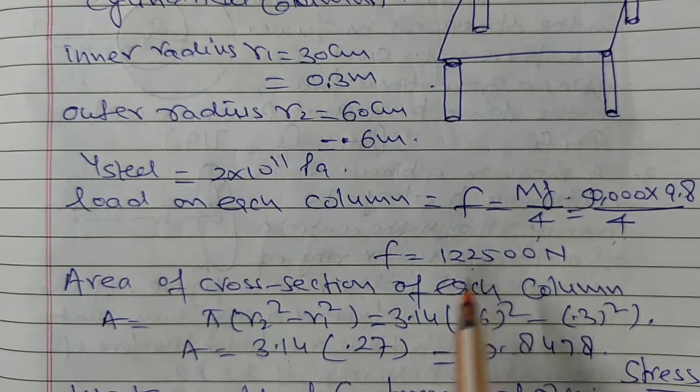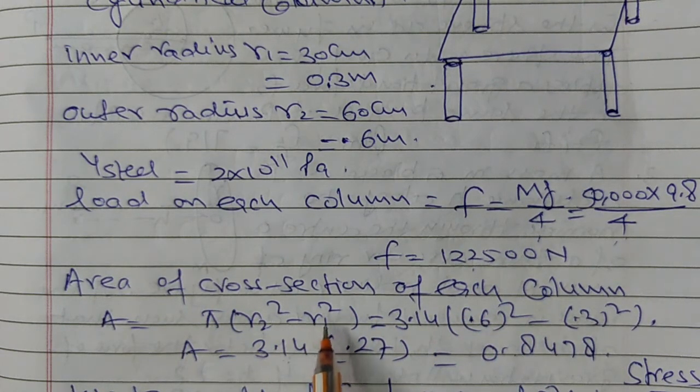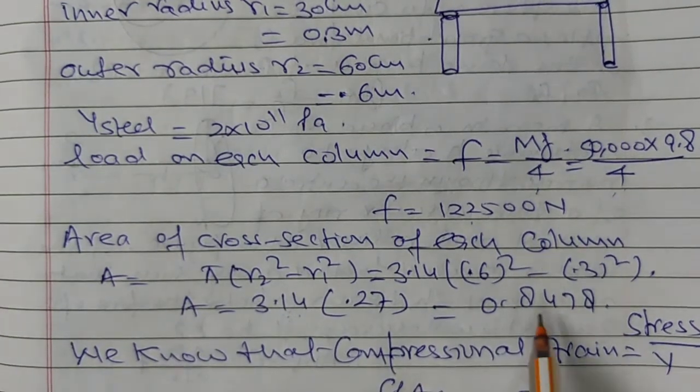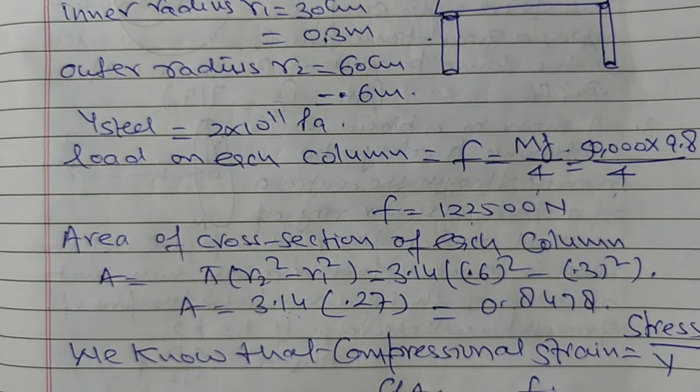On solving this, now area of cross section of each column is pi r square होता है. Outer area minus inner area. So this is 3.14 into 0.6 square minus 0.3 square. On solving this is 3.14 into 0.27 is equal to 0.8478. Now we know that the compressional strain is stress upon Young's modulus, and this stress is force upon area upon Young's modulus, and this is F upon A Y. Now on putting the values and solving, 7.22 into 10 raised to power minus 7, this is the answer of this problem.